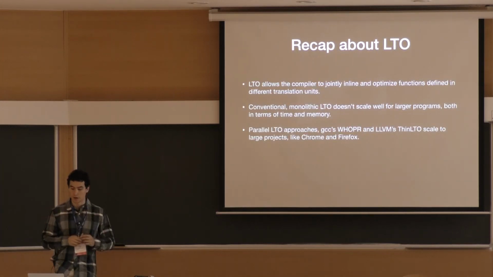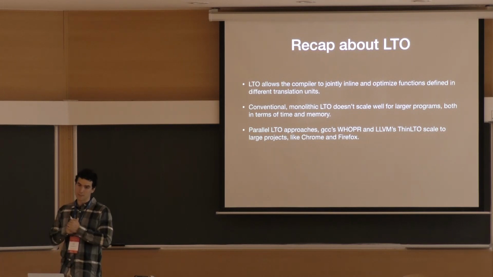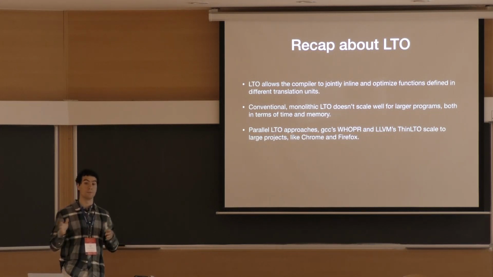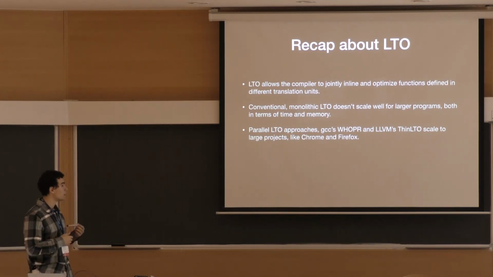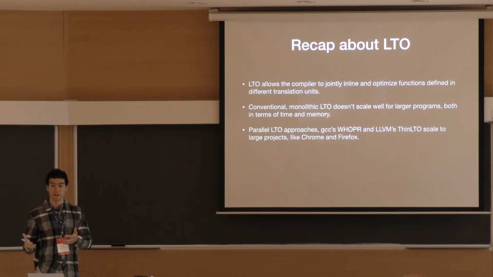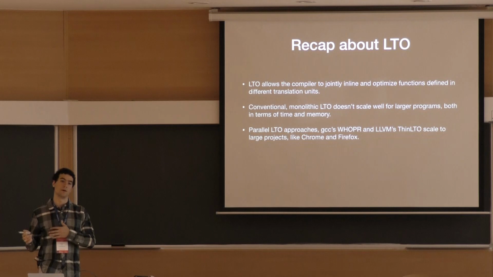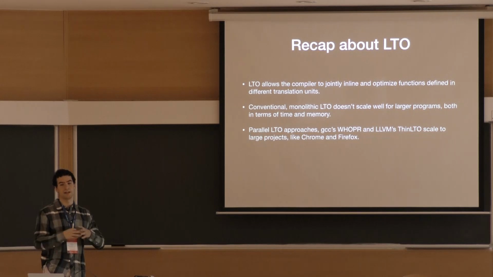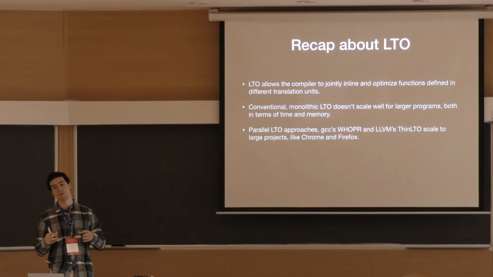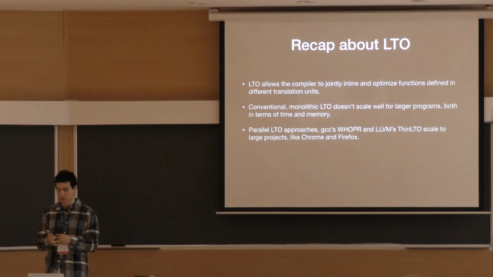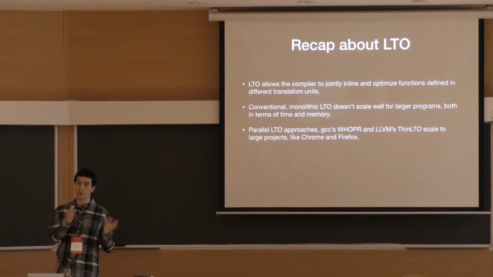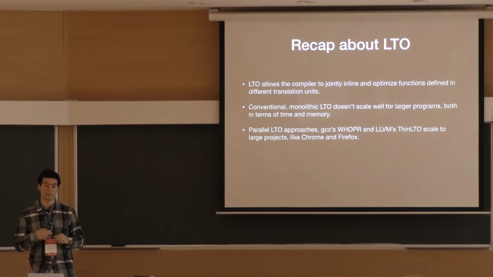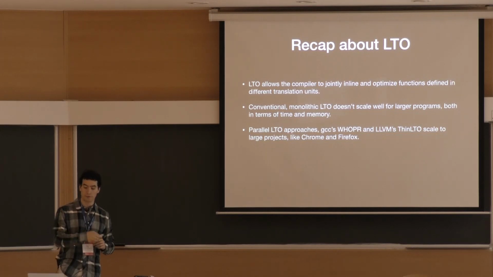So let's recap what we learned about LTO. It allows us to overcome the limitations of the separate compilation model of C and C++. The simplest way, monolithic LTO, doesn't scale to large projects because it tries to do most of the work in serial at the end of the compilation job for the whole program, so it doesn't work well in practice. Both GCC and Clang have parallel LTO frameworks that try to reduce the overhead in terms of memory and compilation time.